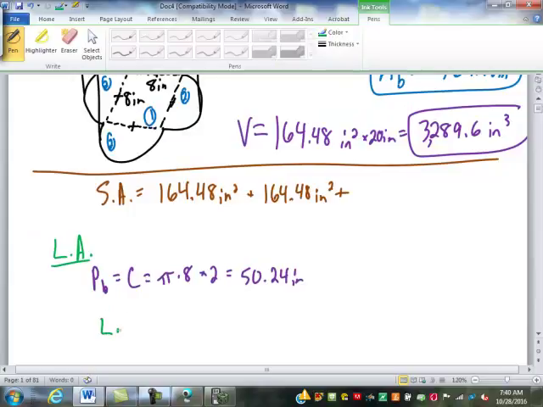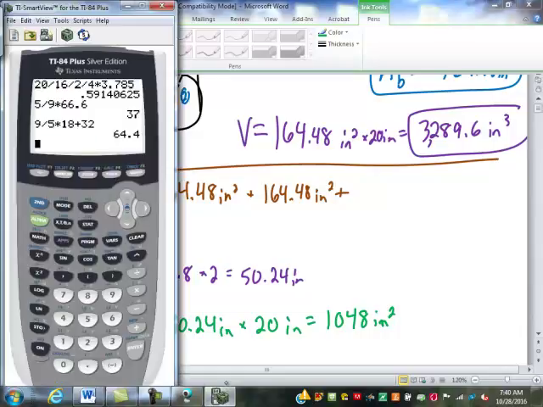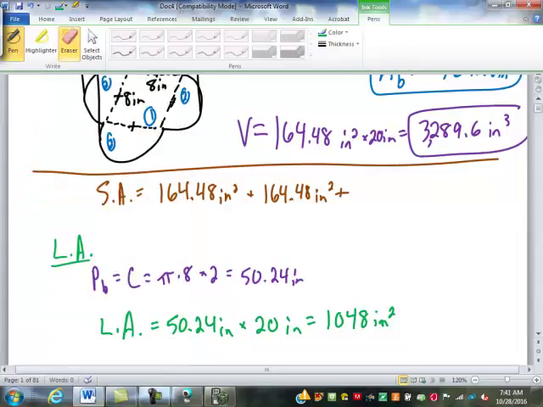So my lateral area is the 50.24 inches times my height of 20 inches, giving us 1,048 inches squared. Does that look right? Or is it 1,004.8? 1,004.8. Okay.